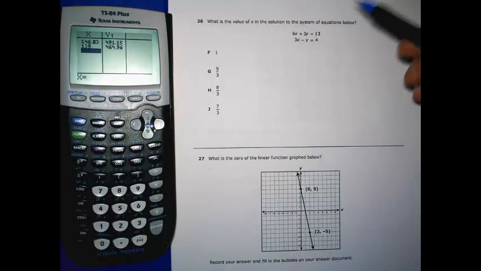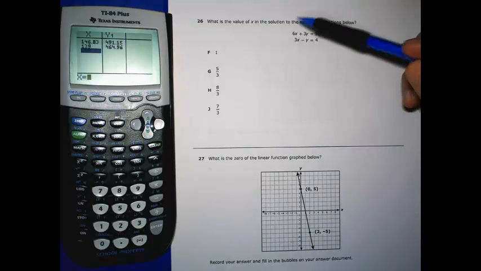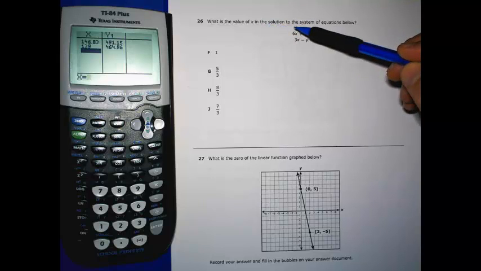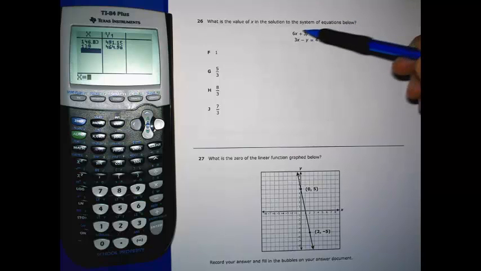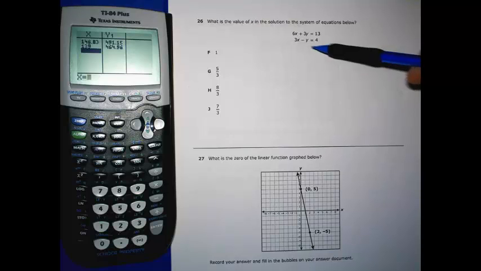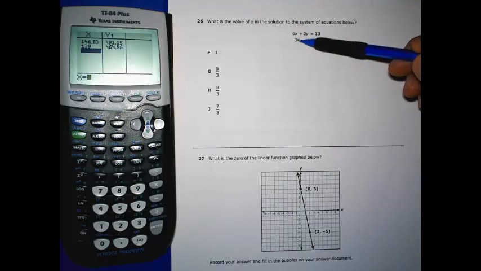Hello, welcome. This is going to be problem 26, and problem 26 says, what is the value of x in the solution to the system of equations below? Okay, whenever you have a system of equations, you want to be able to cancel one of the variables. Right now, if you notice, the x's don't cancel, nor the y.